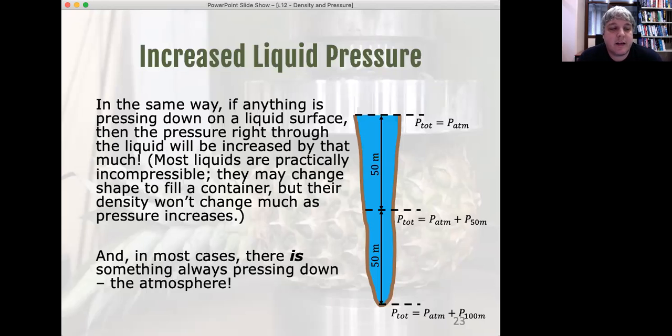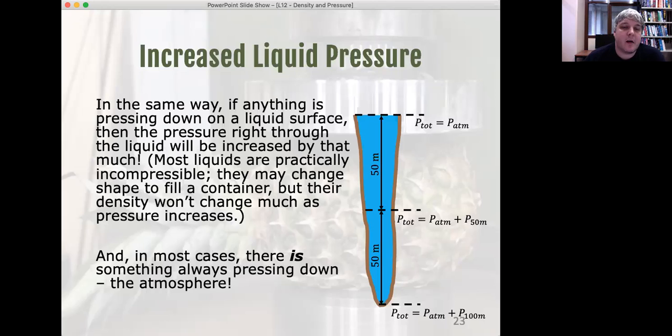But in most cases, there is something already pressing down on the surface of the liquid, and that is the atmosphere, the air that we live in. The air that we live in is pressing on everything constantly, all the time, with what we were just saying before was 101,000 Pascal, 101 kilopascal. So that is always pressing down on the top of the liquid. Any liquid anywhere on Earth, assuming it's open to the atmosphere, has that pressure pushing down on it. That means that the pressure in the liquid is equal to the atmospheric pressure at the top plus the change in pressure due to that depth of liquid.